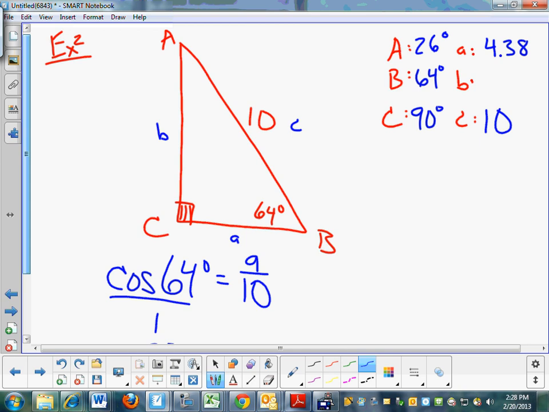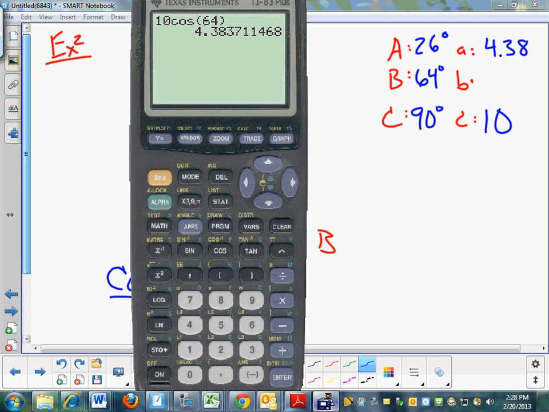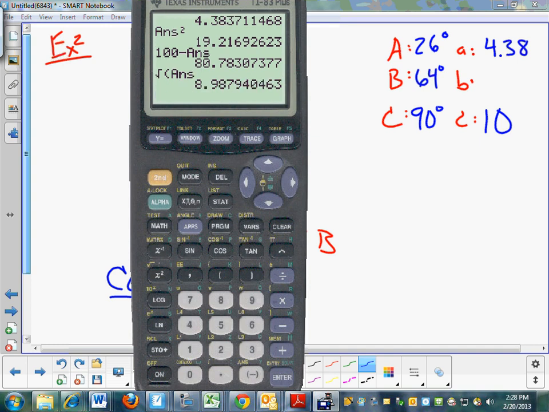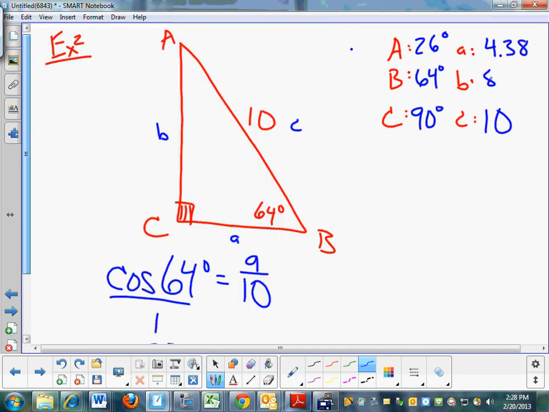How are you going to find B? Yep, Pythagorean theorem. So 4.38 squared. So I'll grab my answer and I'll square it. I'll do 100 minus that. And I'll square root that. Is that what you got? 8.99?